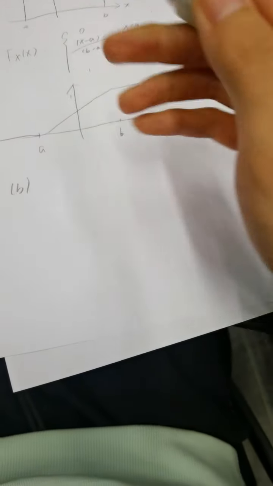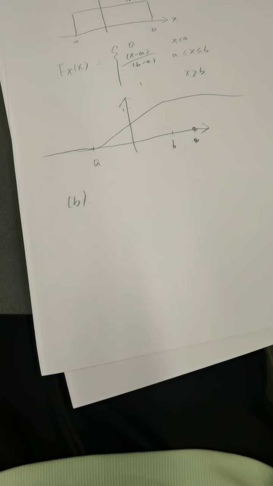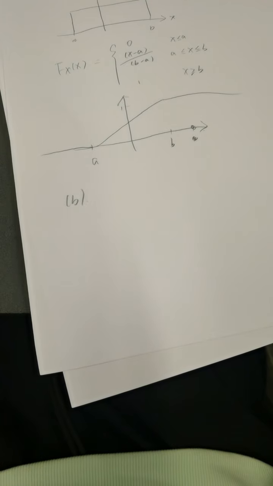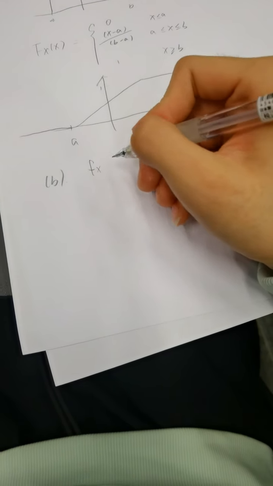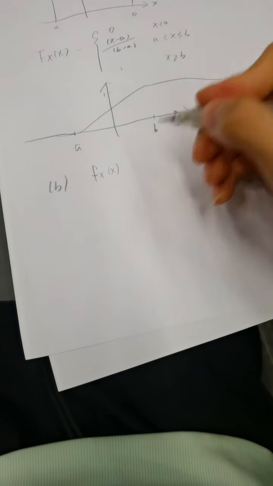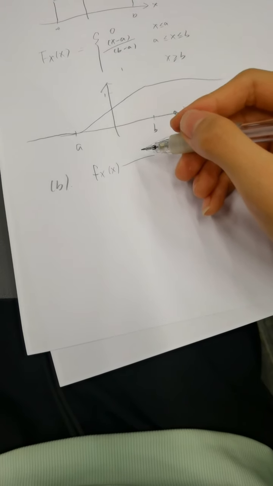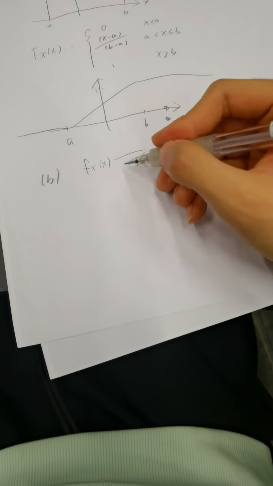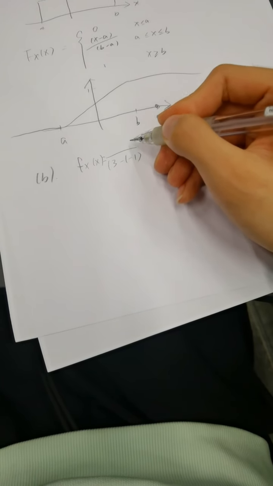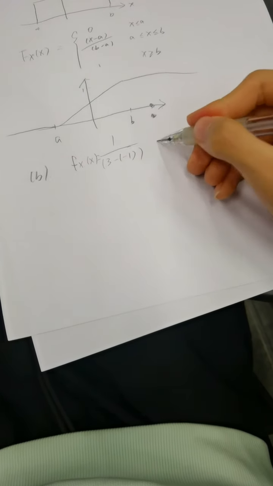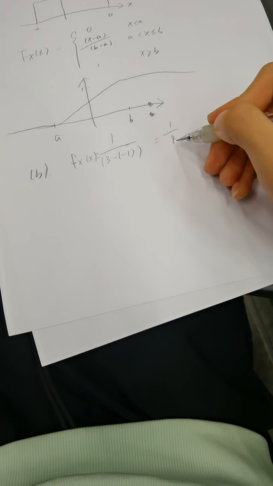For the second part, they need us to figure out the big F(y), the small f(y), and E(Y). So first of all, we need to calculate small f(x), because they already told us b is equal to 3 and a is equal to minus 1. So this is 1 divided by 3 minus minus 1, which is equal to 1 divided by 4.